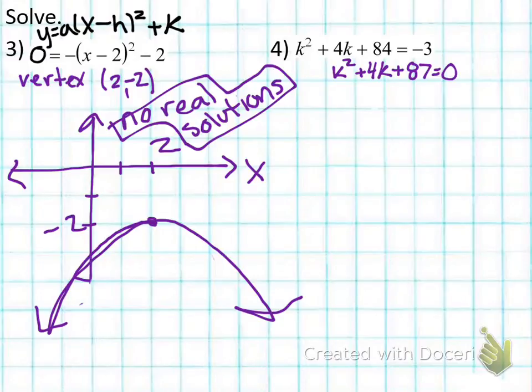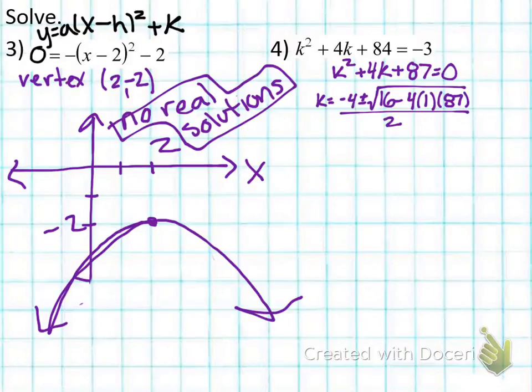Here is what you would get if you use quadratic formula. Okay, so I would have k equals negative b, right? So negative 4 plus or minus the square root of, this is 4 squared, or b squared minus 4ac, all over 2a, and a is just 1, so it's just all over 2.